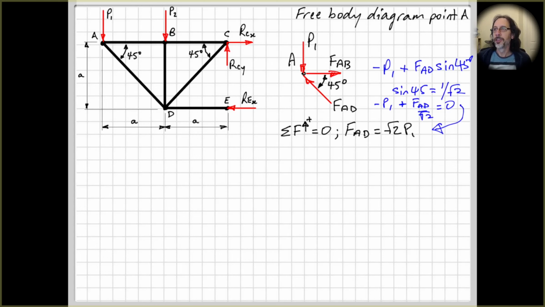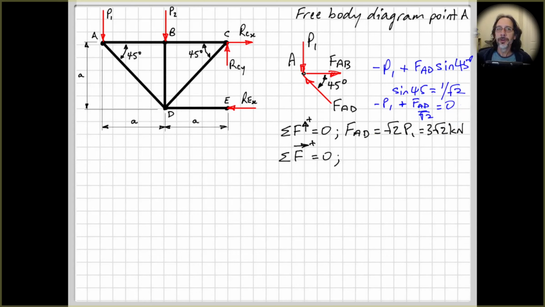Right, so if you're not confident to be able to just look at the triangle and do this root 2 or 1 on root 2 thing, then put in the full equation. Okay, so there we have, putting in our value for P1 that we were given, FAD is 3 root 2.